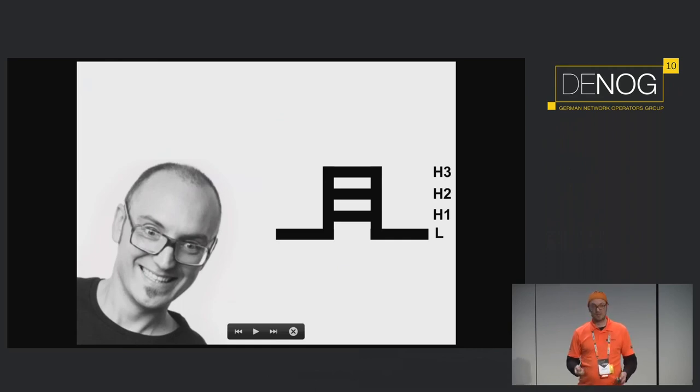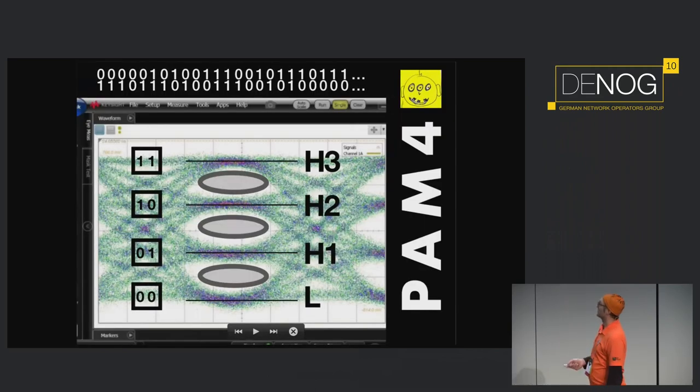And how would such an eye diagram look like? It's more of a monster. This monster now has three eyes. We have four events in there. And the good thing is, we now have two bits on the same frequency, so we just double the data rate due to the fact that we have those four events in our signal. This is called a four-level pulse amplitude modulation, and the acronym is PAM4. This is one key component when it comes to 400 gigabit.